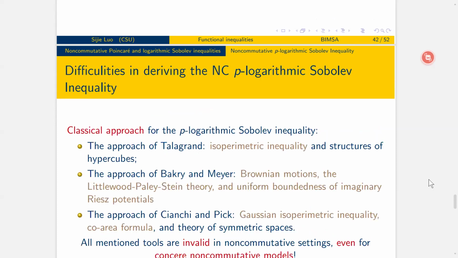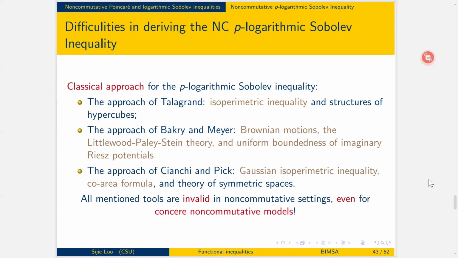Okay, I will outline some difficulty in our proof. At first, in Talagrand's proof of the p-log inequality, one of the most important tools he used is the isoperimetric inequality, which measures the surface and the volume of some measurable set. But some kind of isoperimetric inequality, I think, could not be derived from hypercontractivity or the Riesz transform. It's not a consequence of our assumption. So the approach fails here.